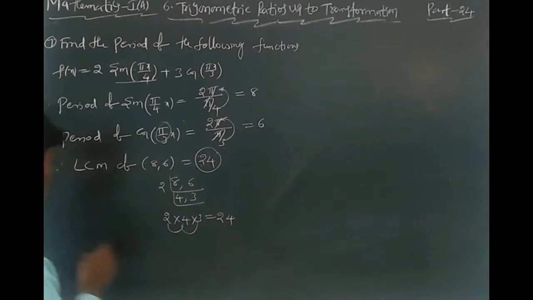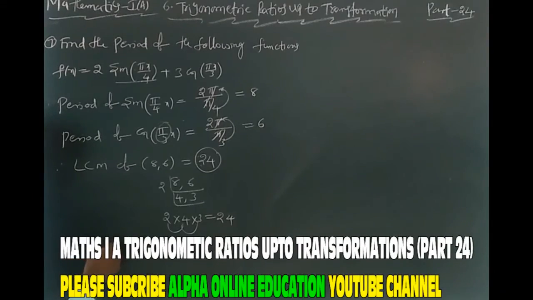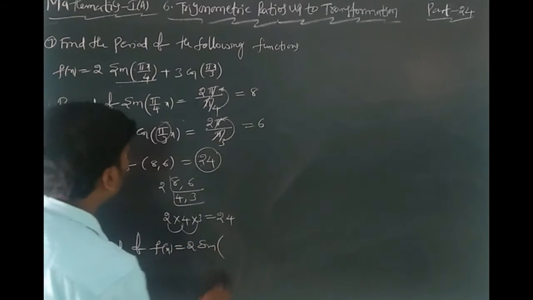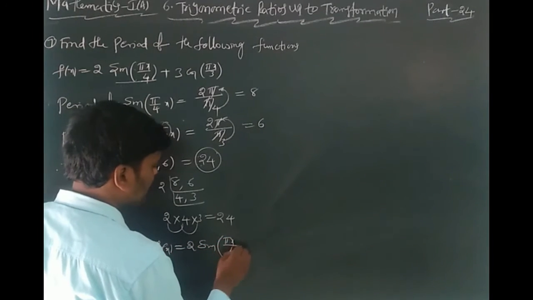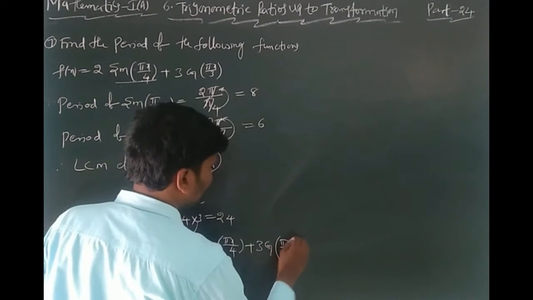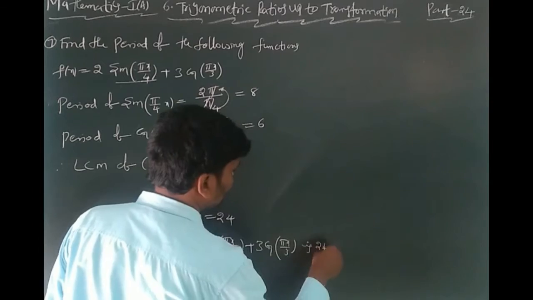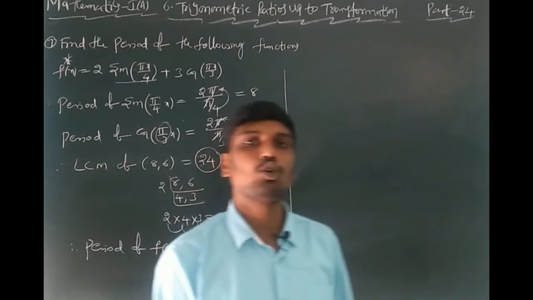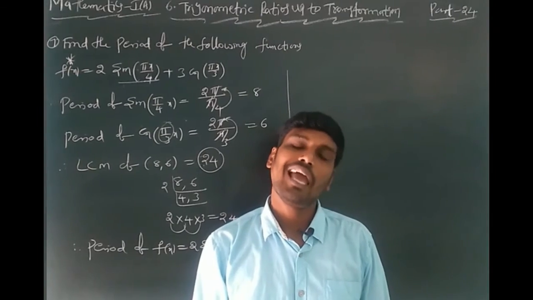Therefore the period of f of x equal to 2 sine of pi x by 4 plus 3 cos of pi x by 3 is 24. This is an important repeated problem in 2 marks questions in the intermediate examination.